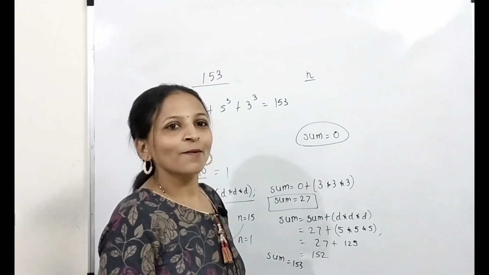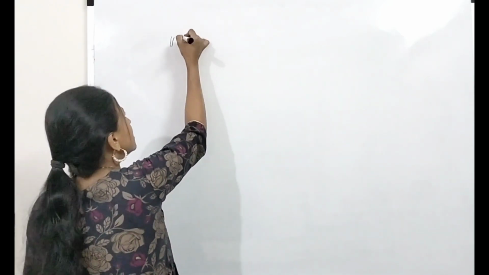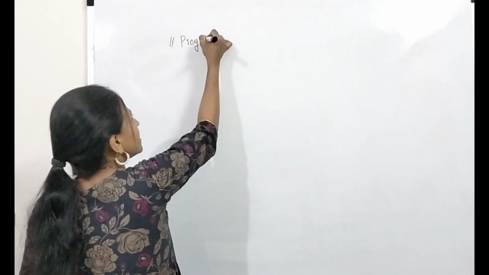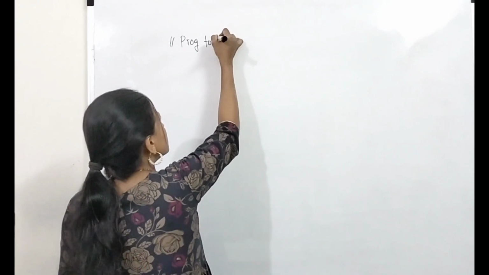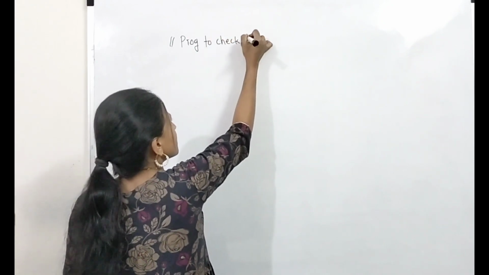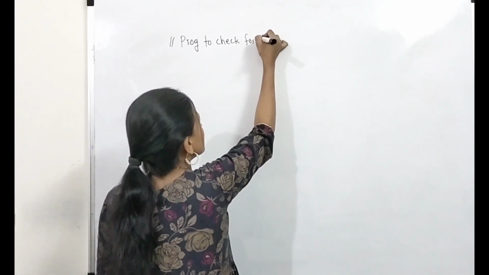How to write the program? Let us see. Let's remember, the first statement of the program should be a comment. Here we are using single line comment style. Program to check whether given number is Armstrong or not. Program to check for Armstrong number. Anything you can write, but it should be meaningful.